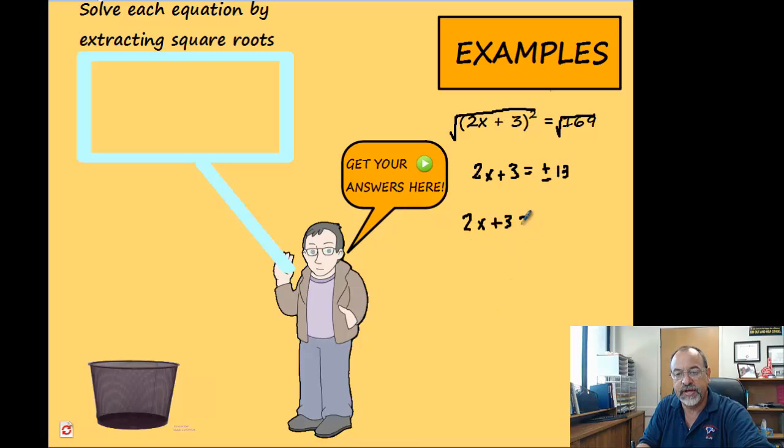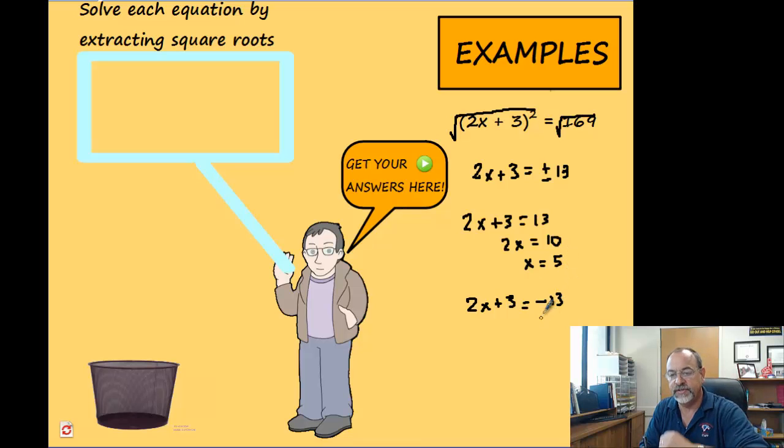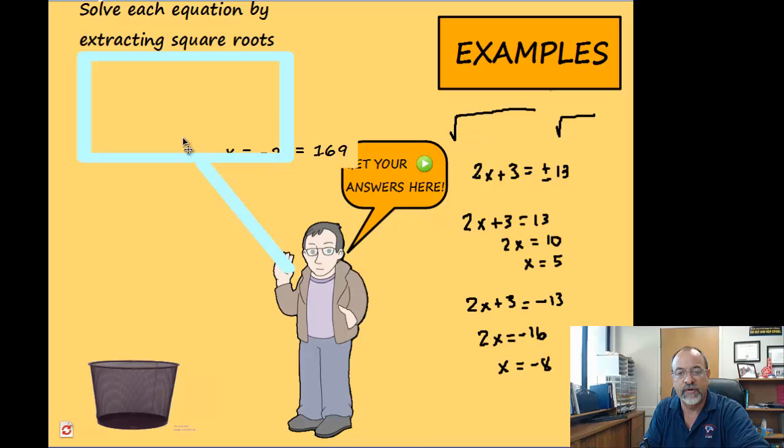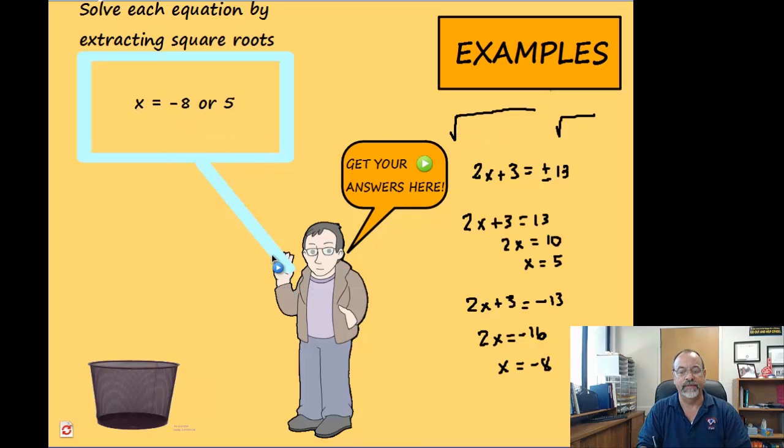So that's going to be 2x plus 3 equals positive 13, or 2x plus 3 is equal to negative 13, and then I can go ahead and solve both of those equations. So 2x is equal to 10, so x is equal to 5 would be one of my answers. And then I have 2x is equal to negative 16, so x is equal to negative 8. So my 2 answers would be either 5 or negative 8. Okay, let's go ahead and do one more example.